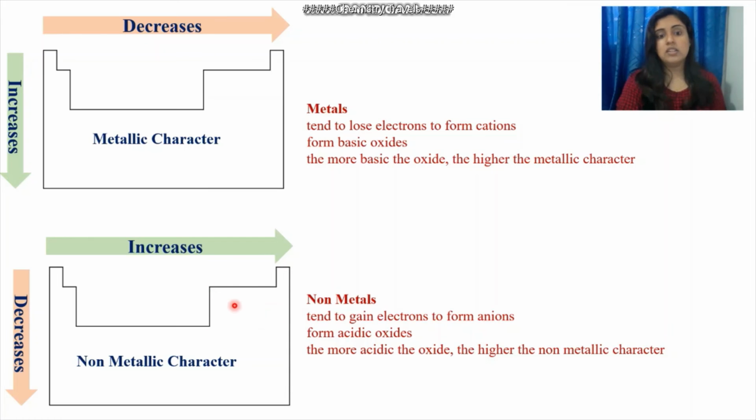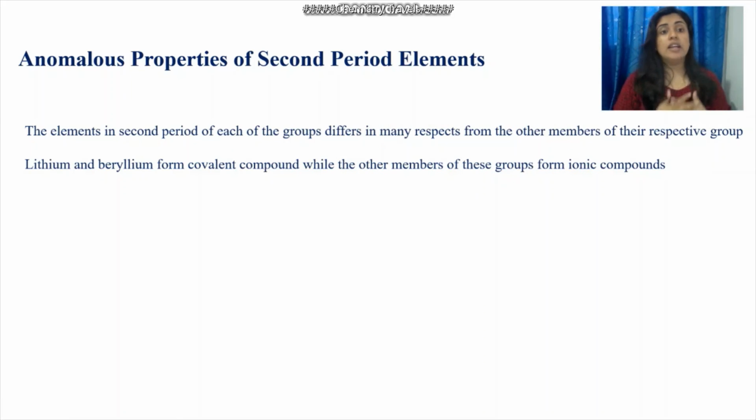So that is why the p block elements were mostly non-metals as we saw earlier, and they form acidic oxides, and the more the acidic character, the higher would be the non-metallic character. Okay, so the top ones are more acidic, they have higher non-metallic character. As we move down, their non-metallic character decreases. Okay, clear. And finally, we have an anomalous behavior of the second period elements.